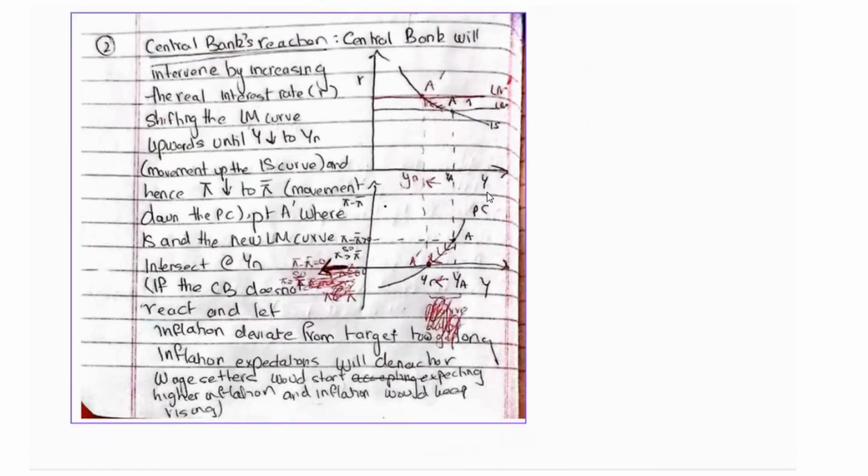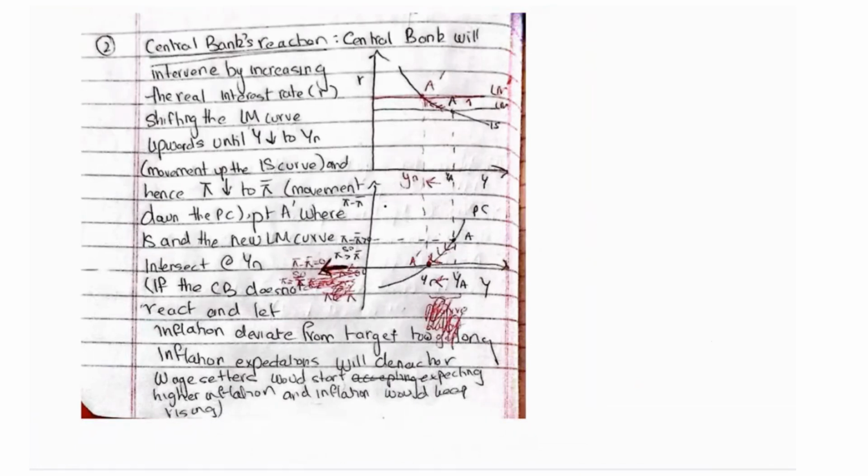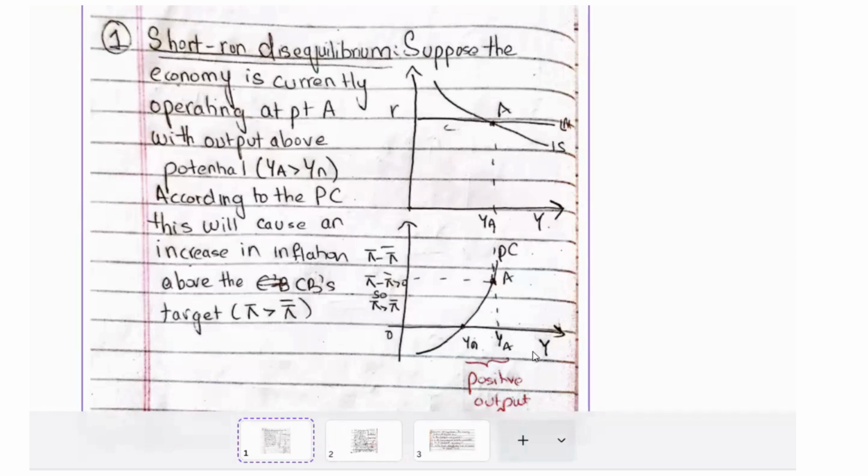Now let's look at the central bank's reaction to it. The central bank will intervene because we have a positive output gap, which results in inflation above the target. So you want to bring output back to the natural level so that inflation goes back to target. You want to go from YA to YN so that pi minus pi bar is no longer positive but zero, so that pi goes back to pi bar. The goal is to bring YA back to YN so that pi goes back to pi bar.